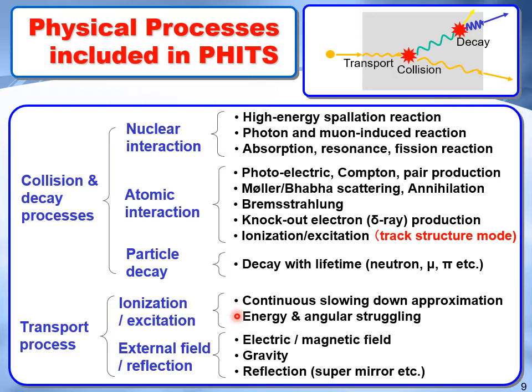and excitation events. As for external field and reflection, electric and magnetic field, gravity and reflection by supermirror can be considered. The last two items are important only for neutron beam line design.